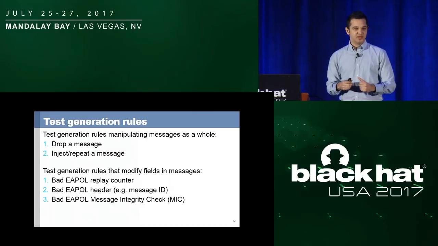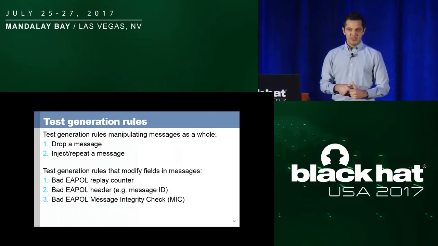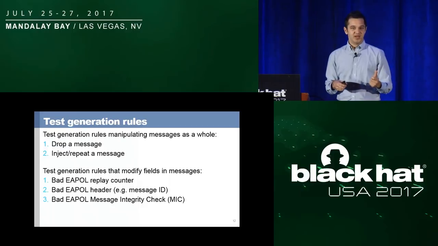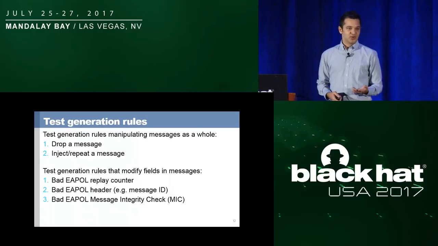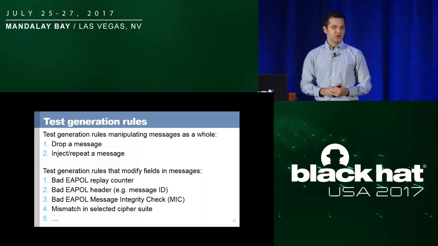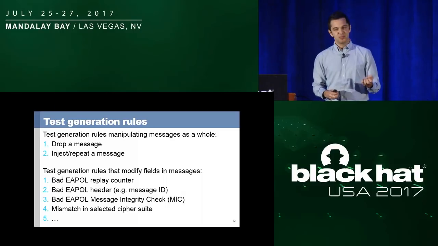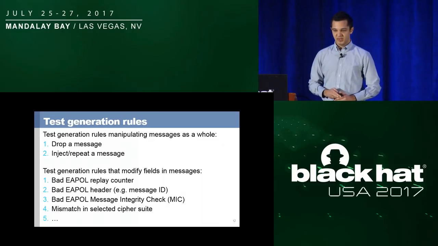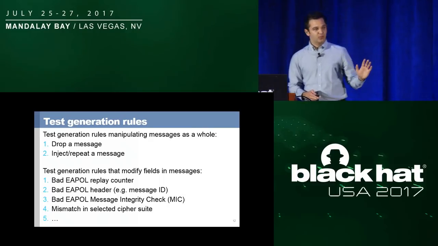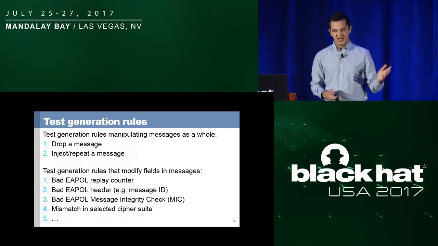For example, we can use an invalid replay counter. We can modify the header, for example, and say that this is message 3 while it's actually message 2. Or we can send an invalid MIC, so an invalid message integrity code, and we can do other stuff as well. We can also mess with the list of supported cipher suites or the selected cipher suite, which is normally authenticated in the handshake. So that summarizes our testing technique on a high level.